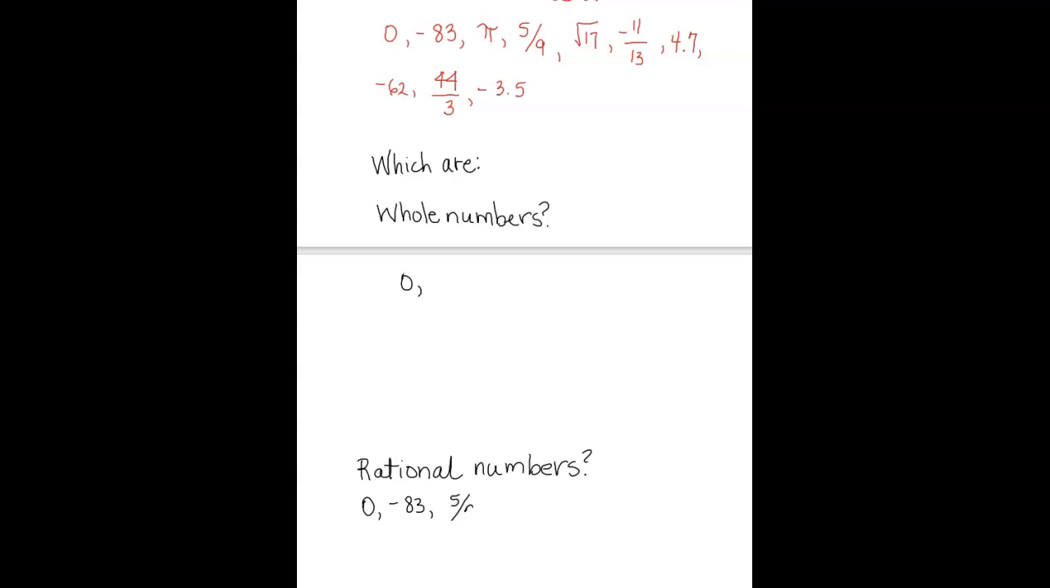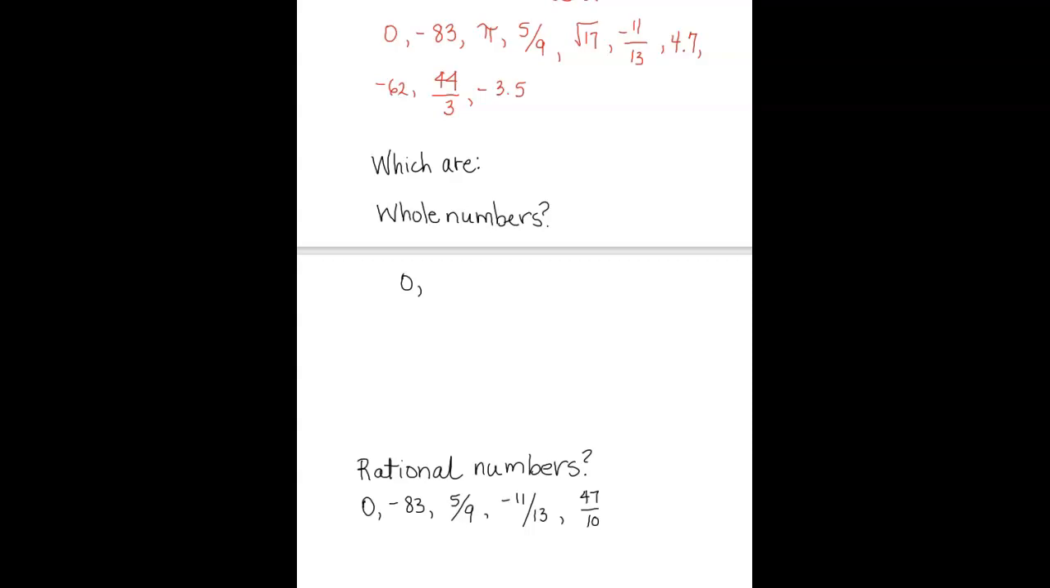I have 5/9. That is clearly written as a fraction. I have square root of 17. That's not rational. We've already talked about the fact that the ending value goes on forever after 4 point something, right? So that's going to be irrational, not rational. My negative 11/13 is rational. Here, I've got a 4.7. If you prefer to think about it, this would be 47/10, right? That's clearly written as a fraction.